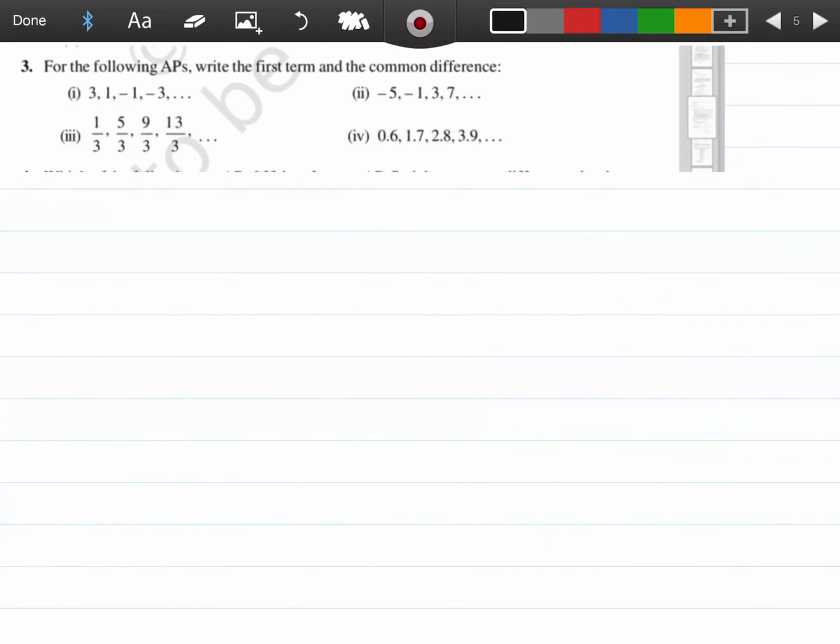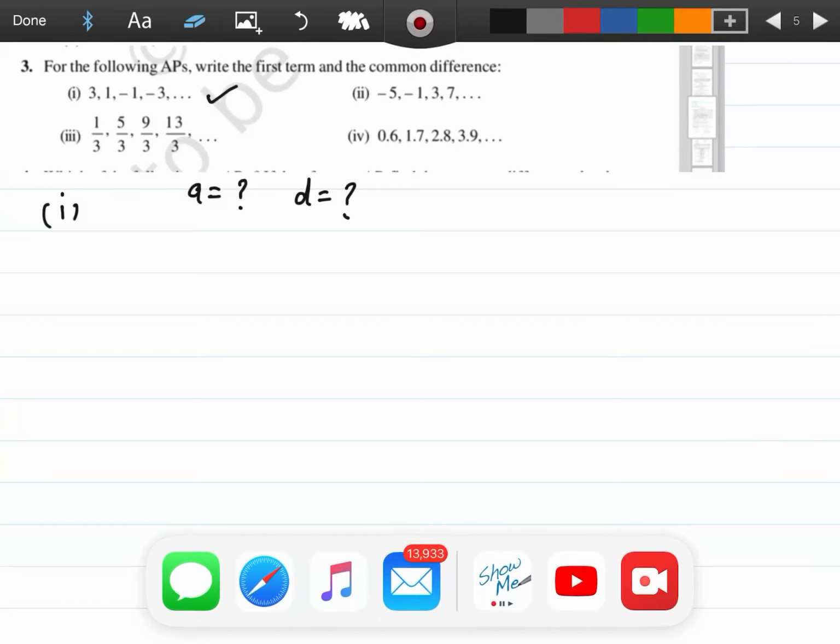Let us see what is our question number 3. For the following APs, write the first term and the common difference. Okay. Here the series has been given to you. The series has been given to you and you have to find A and D. What you have to find? What is A and what is D? With the help of the series, we have to find A and D.